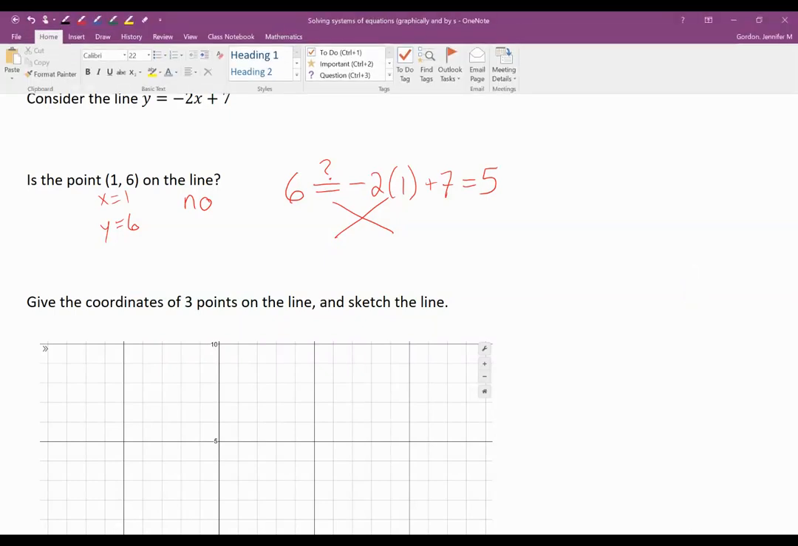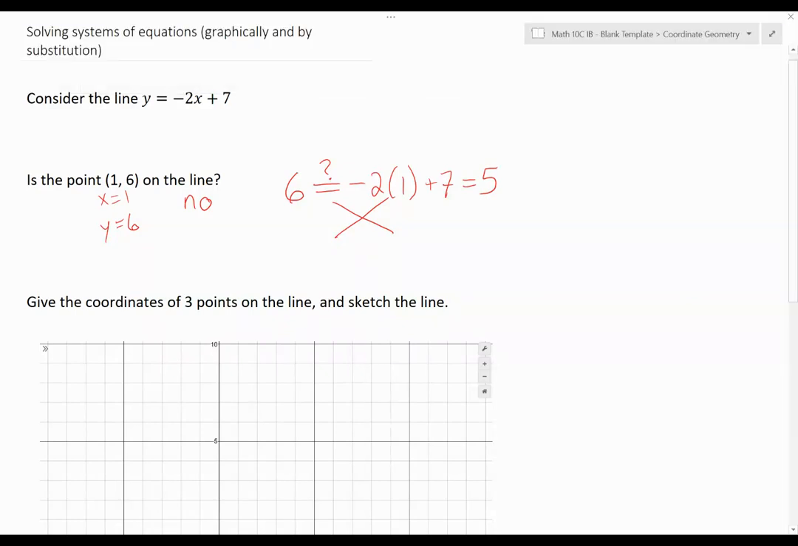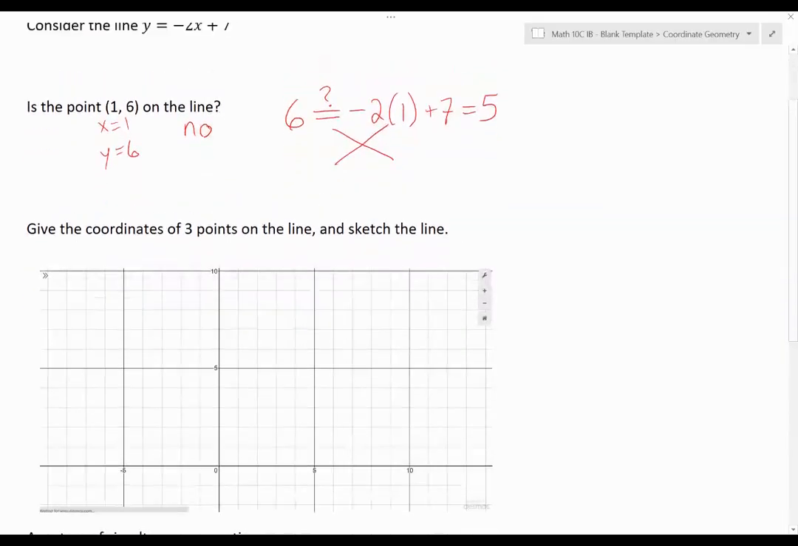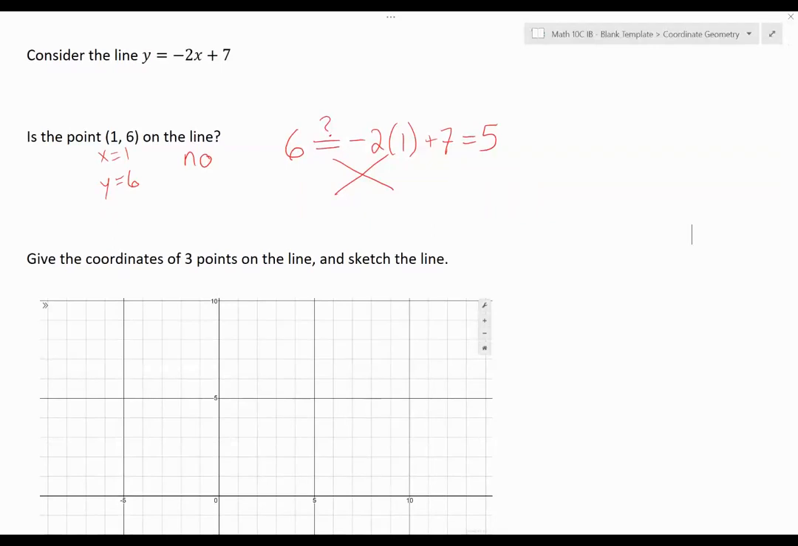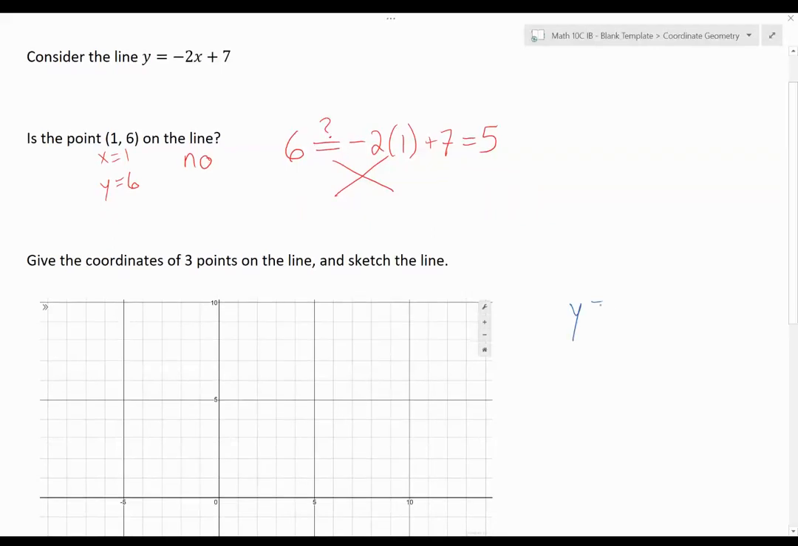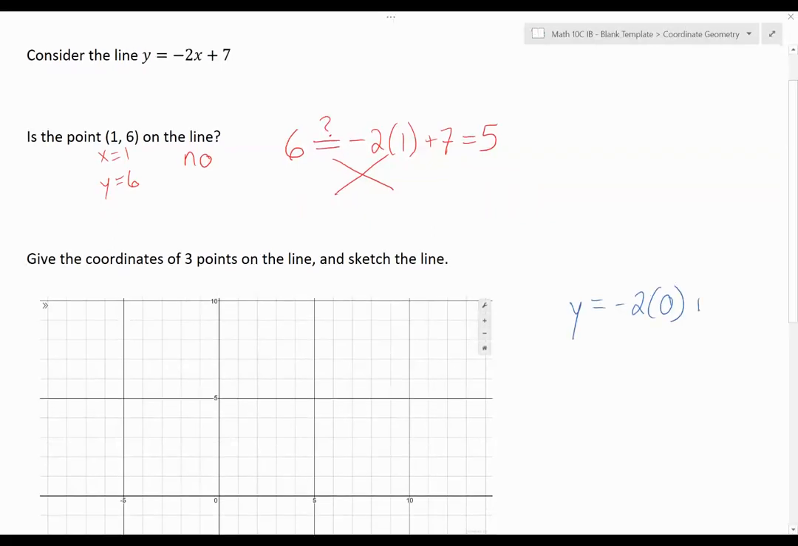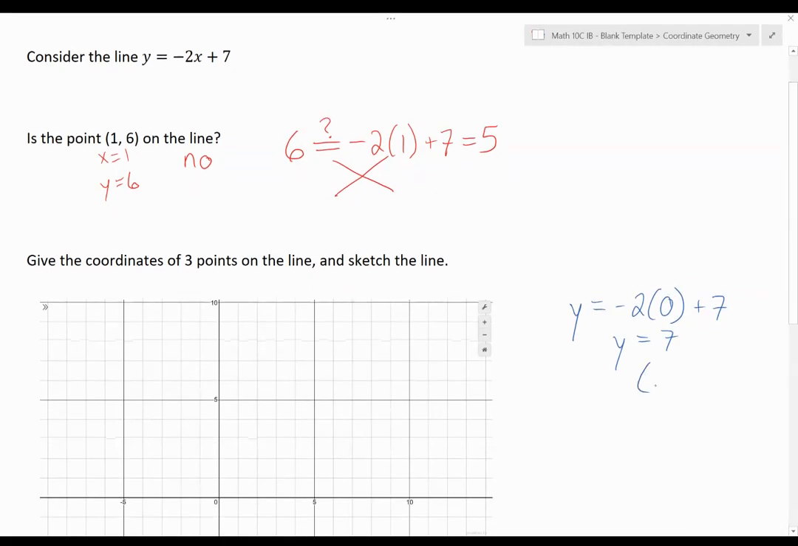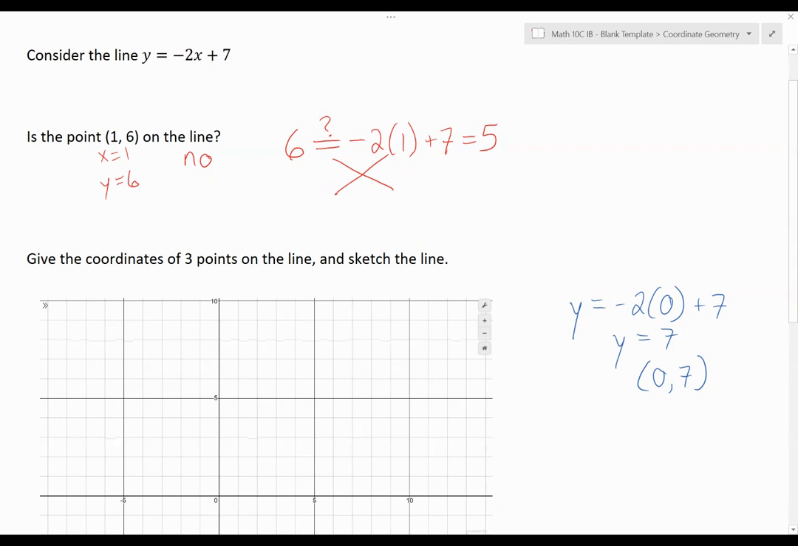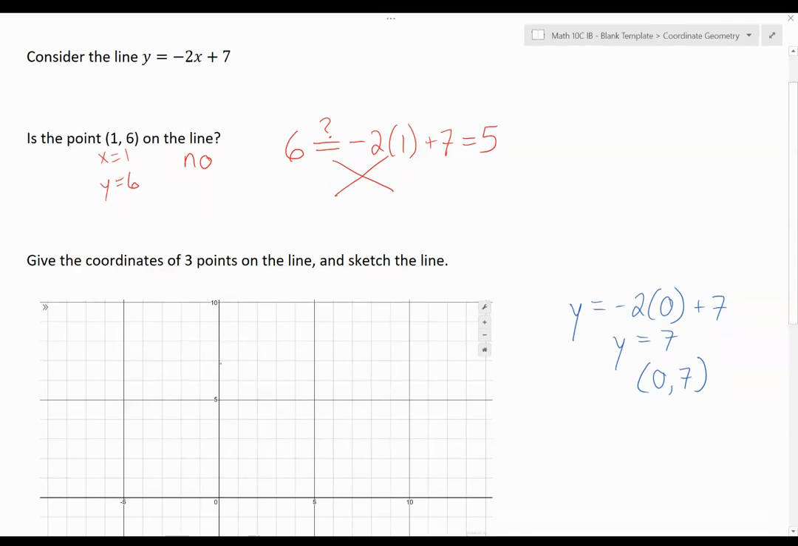But if I just pick random values of x, and I'm going to pick not super random, I'm going to pick ones that are going to be on the graph here. So if I pick initially x equals 0, well, y equals negative 2 times 0 plus 7. So that means y equals 7 when x equals 0, which means that the point (0, 7) is on the line. That is our y-intercept.